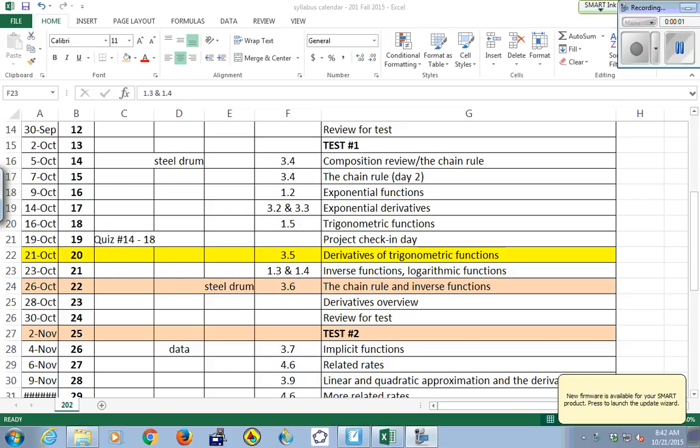Okay, so we're on class 20. We're going to talk about derivatives of trig functions today. And just to point out things that are coming up, your steel drum project is due on the 26th. That's Monday. And test 2 is coming up a week from Monday. A week from Monday, November 2nd.